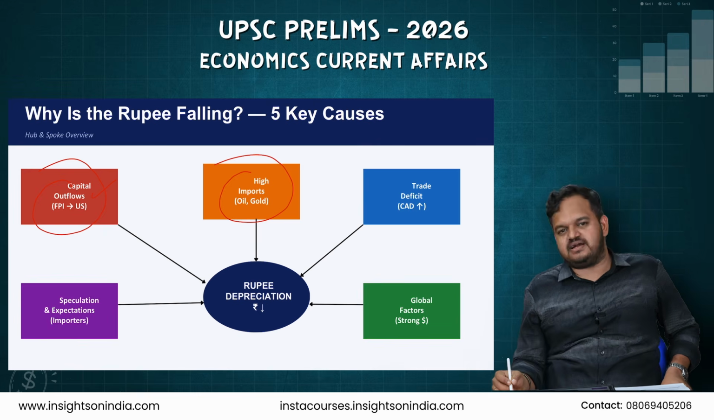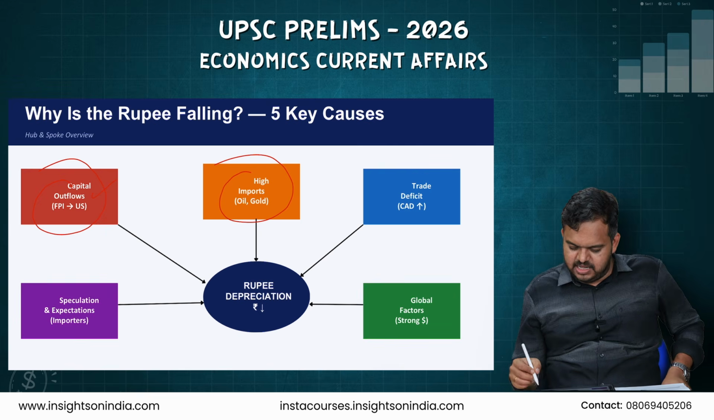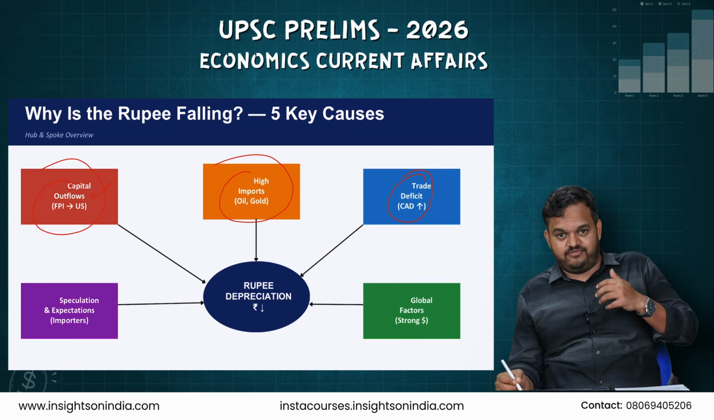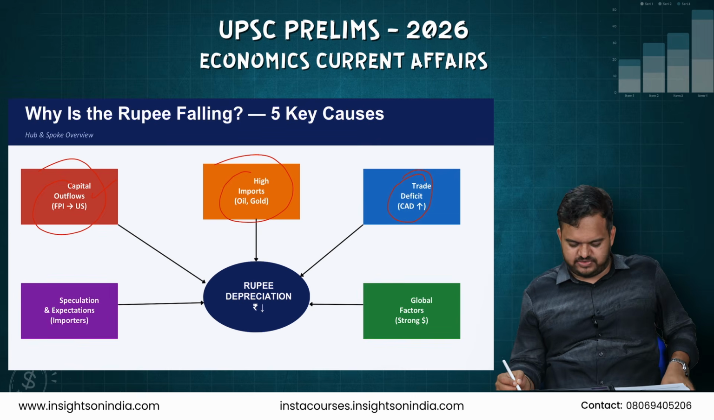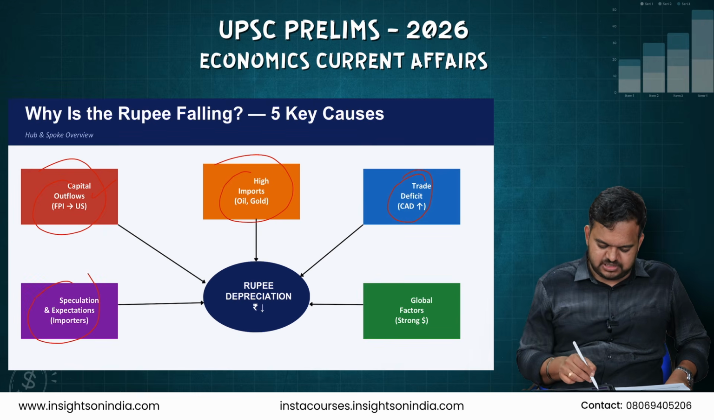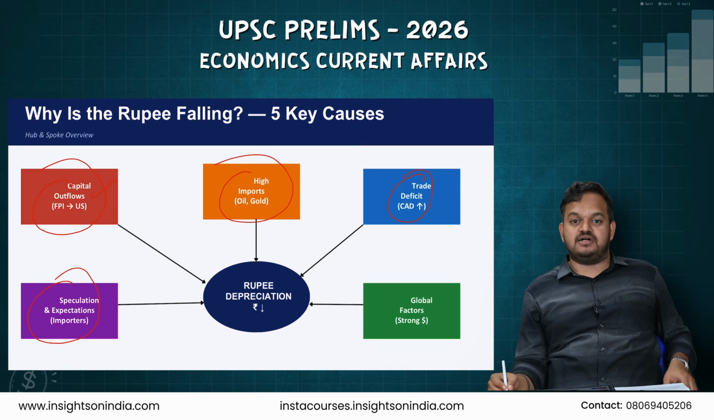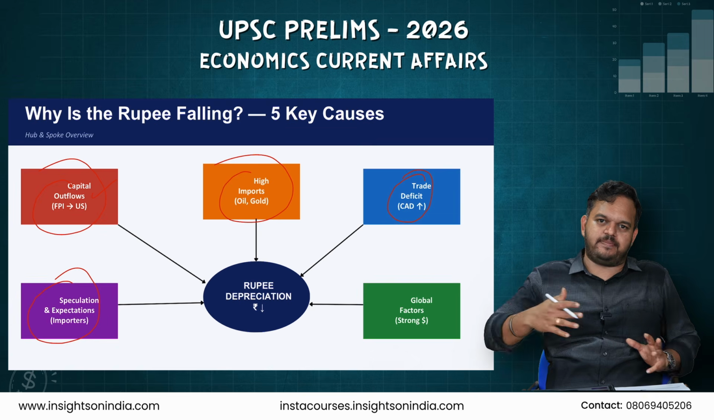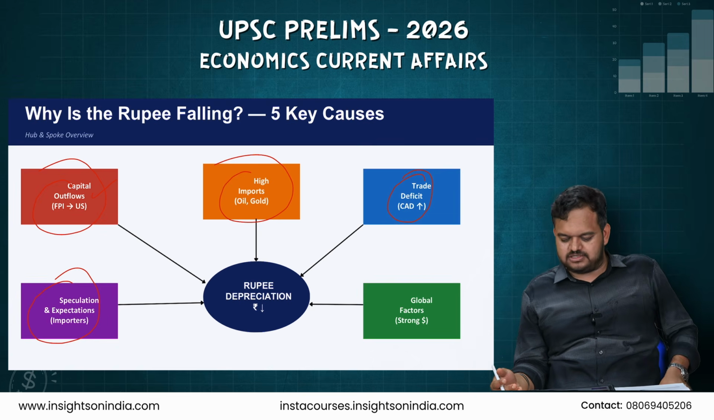High imports. India is an import dependent country. Again, if there are more imports, then again there is more demand for the dollar. Trade deficit, huge trade deficit. Since India is an import dependent country, we have a trade deficit and we have to pay for it in dollars. So again, demand for the dollar is very high. Speculation, expectations. Since the dollar value is increasing against the rupee, the traders speculate, right? So they will start selling the rupee and buying more dollars. Speculation leads to more demand for the dollar against the rupee.